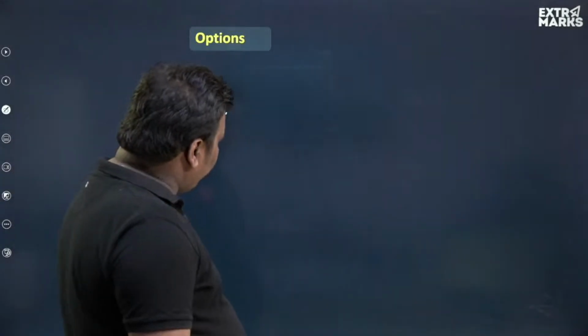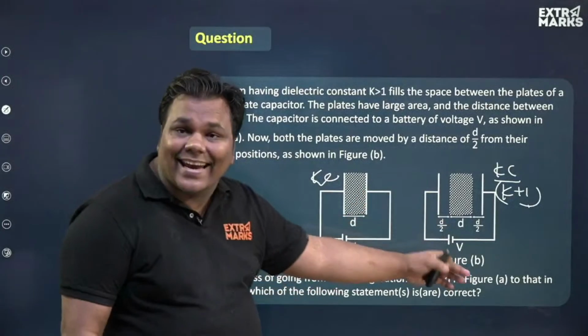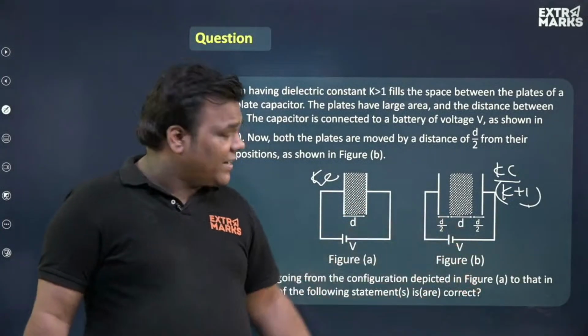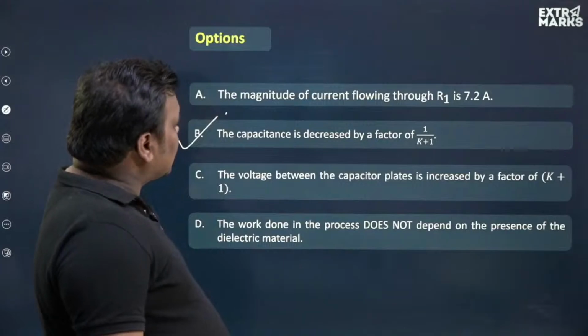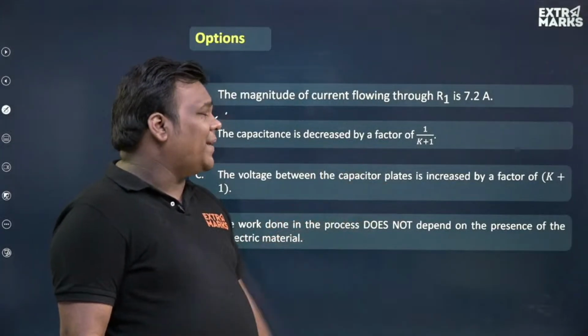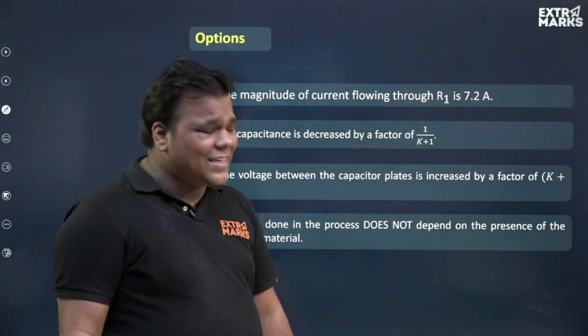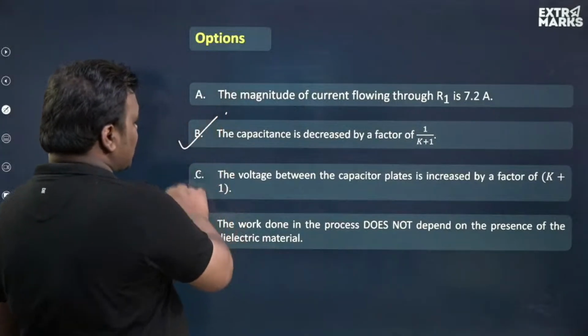Okay. Now, we know that the voltage is connected, the battery remains connected. So the third option, the voltage between the capacitor plates is increased by a factor. Obviously that is wrong, because charge is not conserved.